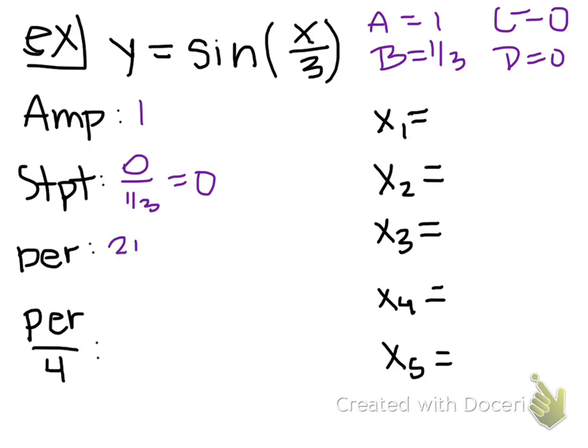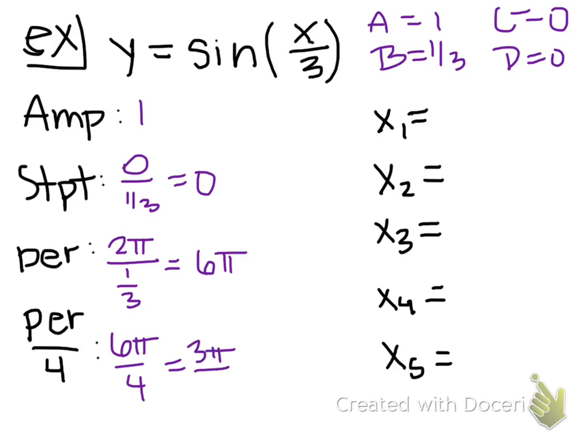The period is 2 pi divided by b. So 2 pi divided by 1/3. We keep change flip. 2 pi times 3 will become 6 pi. And then my period over 4 will be 6 pi over 4, which we can reduce to be 3 pi over 2. So my x1 value is my starting point, which in this instance is 0. And now I'm adding 3 pi over 2 each time. So this will be 3 pi over 2.